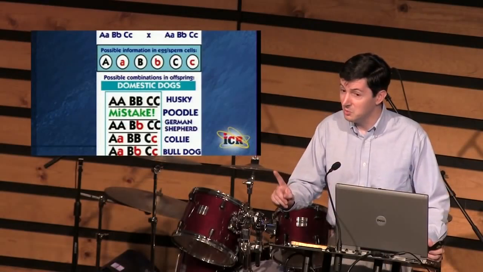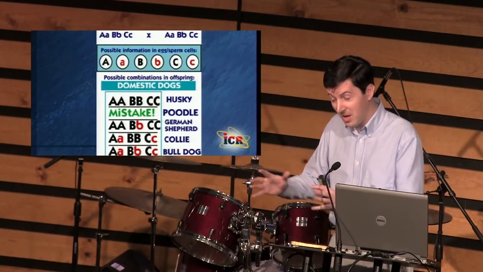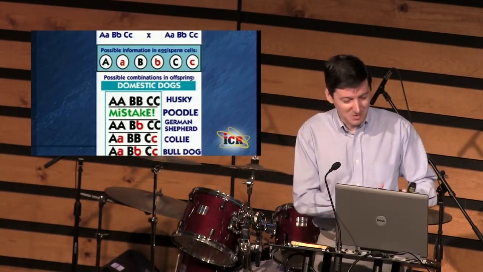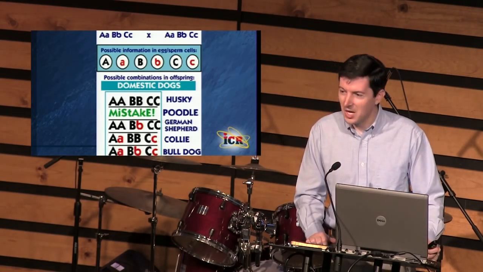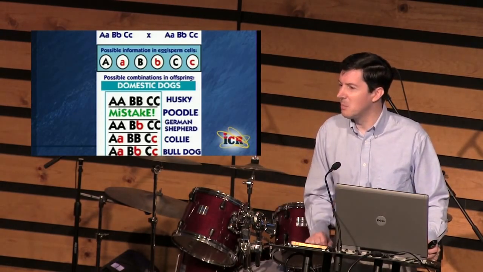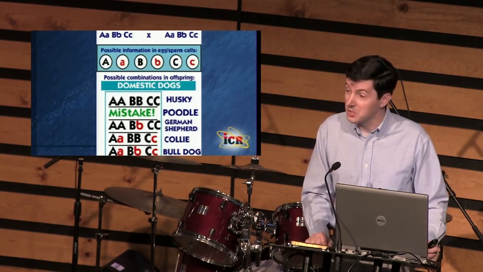And so you see, this is how we account for the different breeds of domestic dogs. It's just the different variations of information that God put in the dog kind and mutations, mistakes that have crept in that some people have liked, and they've concentrated those mutations into the various kinds of domestic dogs. But it's not evolution, is it? Because we haven't gained any brand new instructions, not at all. In fact, we've lost information.